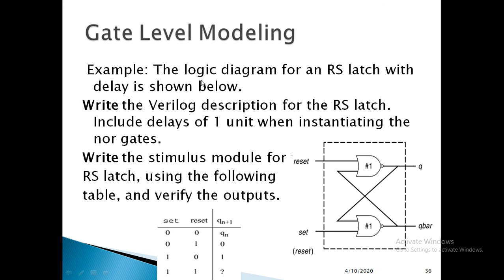Now in this example, a logic diagram of an RS latch is given and we have to write the Verilog description for this circuit. Also we have to write the stimulus module, and in the Verilog description we have to include a delay of 1 time unit when instantiating the gates, and the gates are NOR gates. Here you see that a 1 time unit delay is used.